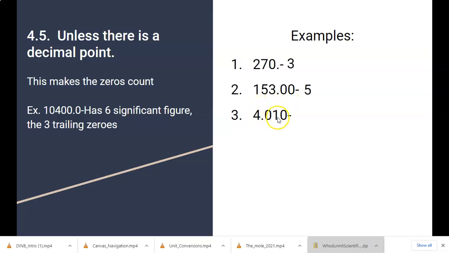My 4 and my 1 are significant because they're non-zeros. This 0 is significant because he's trapped. Okay. This 0 becomes significant because there's a decimal point. And again, that decimal point is making the assumption that somewhere in the decimal section, there is a non-zero number after this 0 that's going to cause it to trap. So my answer is 4.